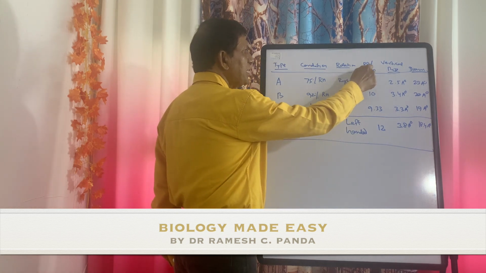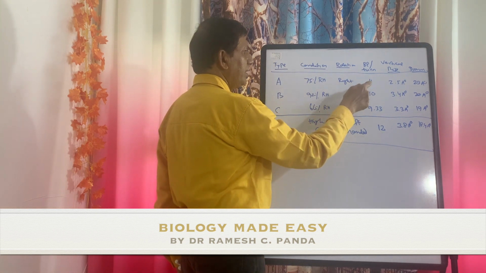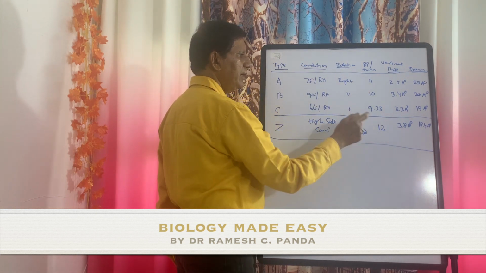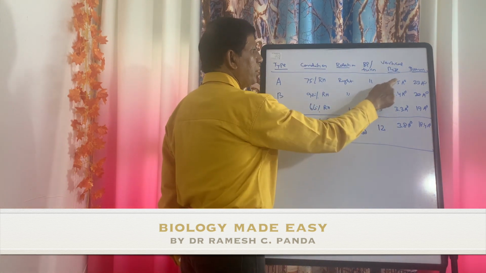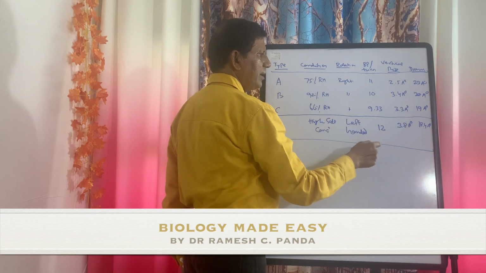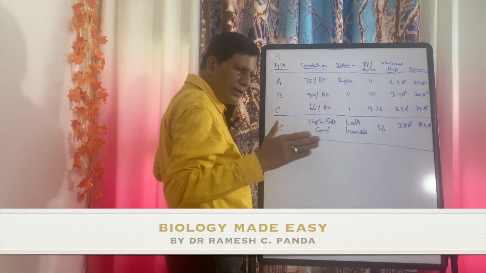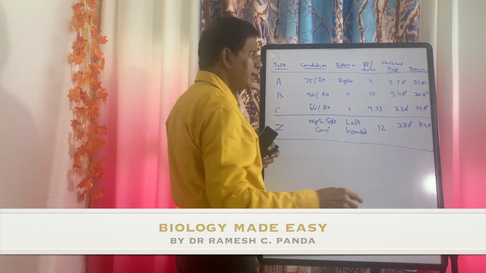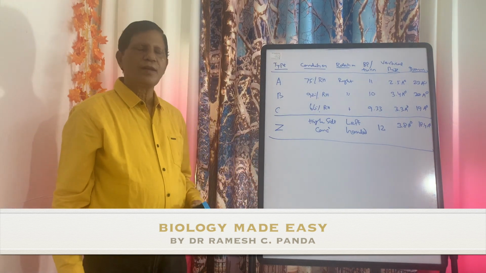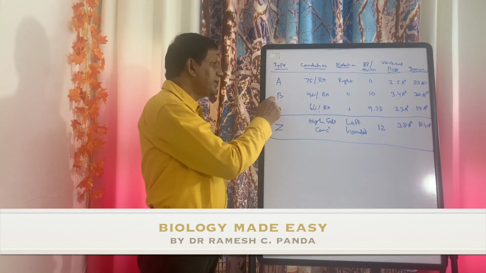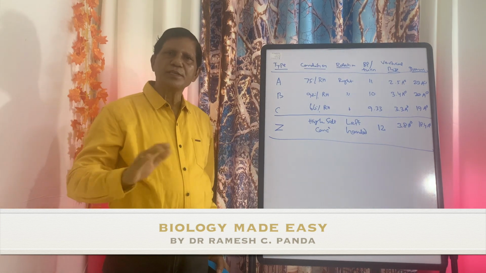And again you see the base pairs per 360 degree turn: it is 11, 10, 9.33, while here 12 base pairs are there. Similarly, the vertical rise is 2.5, 3.4, 3.3, but here it is 3.8. And similarly, the helix diameter here is 23, here 20, here 19, and here 18.4. And commonly this B DNA is found in our cells, which we have discussed in detail.